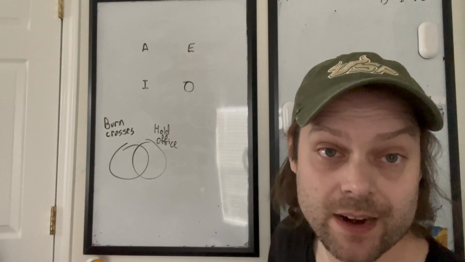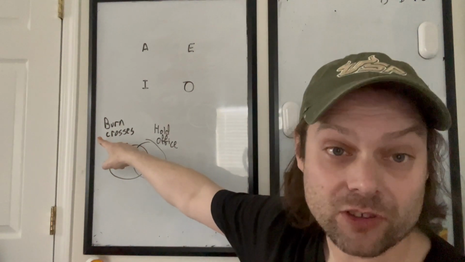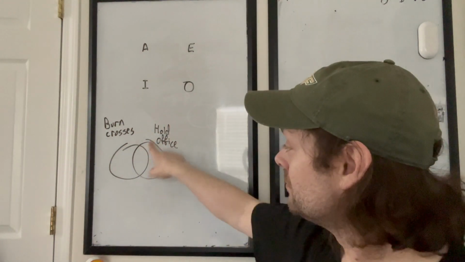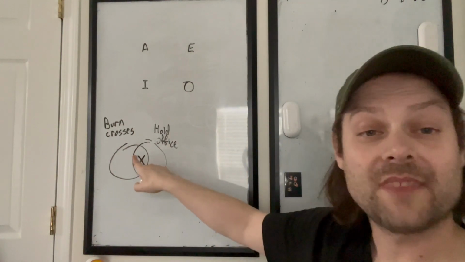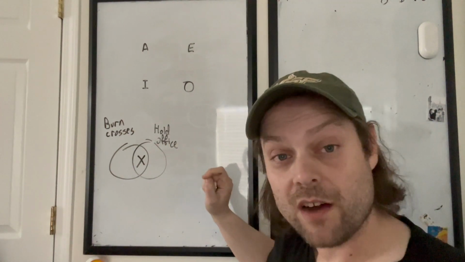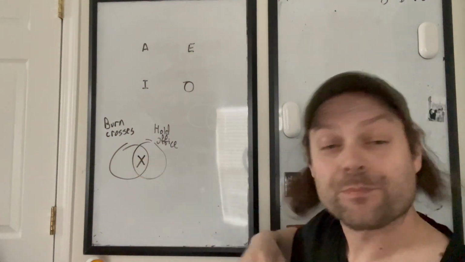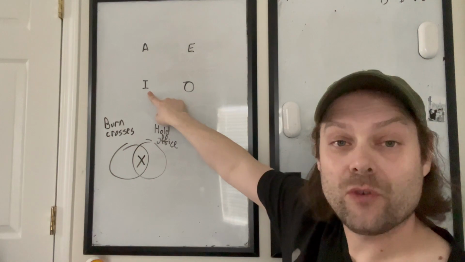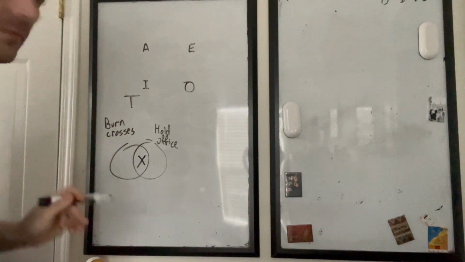Here's an I statement that I'm sure many of us have been thinking about lately. Some of those who burn crosses are the same who hold office. That one, for instance. All right, now let's say that this is a true statement. Seems to be a true statement to me. What would that mean for the corresponding E statement, right? If this is true, what does that tell us about the corresponding E statement?